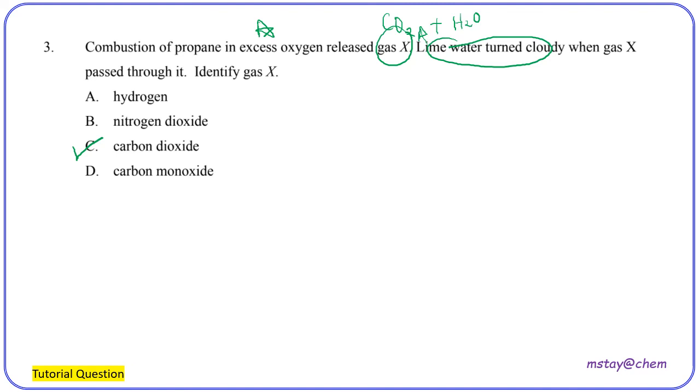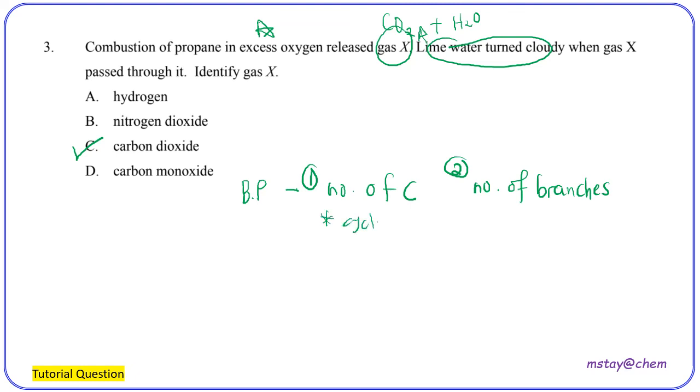So we have already finished this part. In this video, basically we discussed the physical properties of alkane, which is the boiling point. When we want to discuss the boiling point, we have to check the number of carbon first. If the number of carbon is similar, then only we check the number of branches. Remember that cyclic generally has a larger contact surface area compared to straight chain.